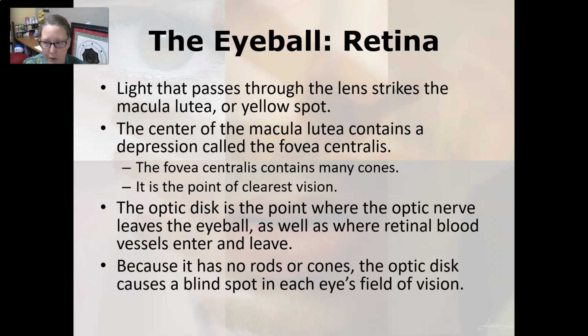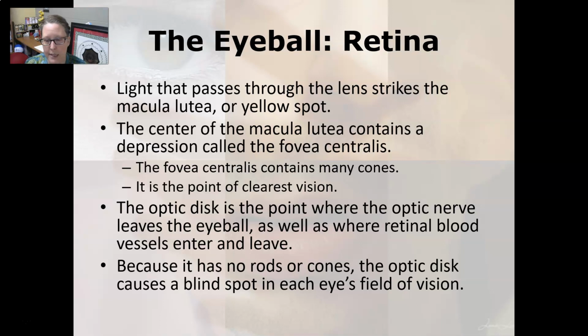Light that passes through the lens will strike the macula lutea, or yellow spot. The center of the macula lutea contains a depression called the fovea centralis. The fovea centralis contains many cones. It is the point of clearest vision.